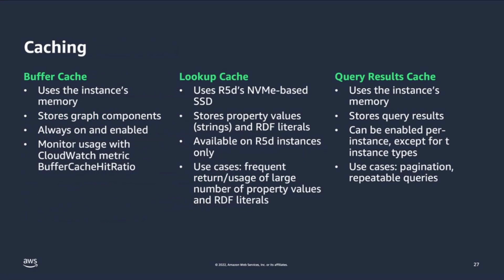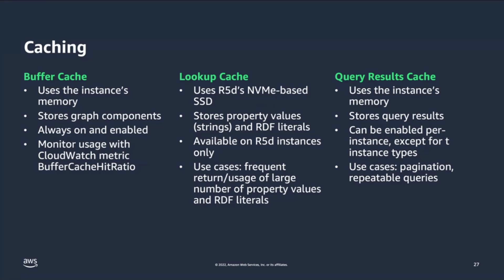Another key aspect of the Neptune architecture is caching. Within Neptune, there are 3 different types of cache that are used. The first is a buffer cache. This is always on. As soon as you spin up any instance, this buffer cache is enabled, and it's used to store pages of graph data from that shared storage layer in local memory. This enables much faster queries by being able to pull frequently used data from the local instance memory, as opposed to having to fetch that from the actual storage layer itself. As I said, this is always on. It's enabled by default. There's nothing you as the user need to do here.